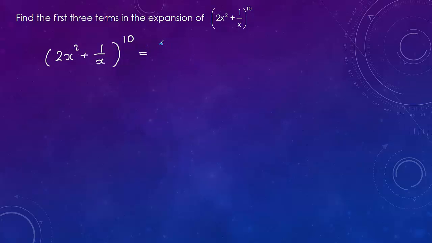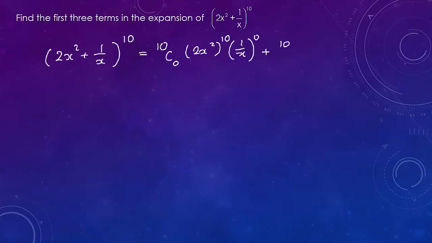So I know that my first binomial coefficient will be 10c0. The power comes from here and we always start at 0. The 2x squared will be to the power 10, and the 1 over x is to the power 0. We wouldn't necessarily write it down.